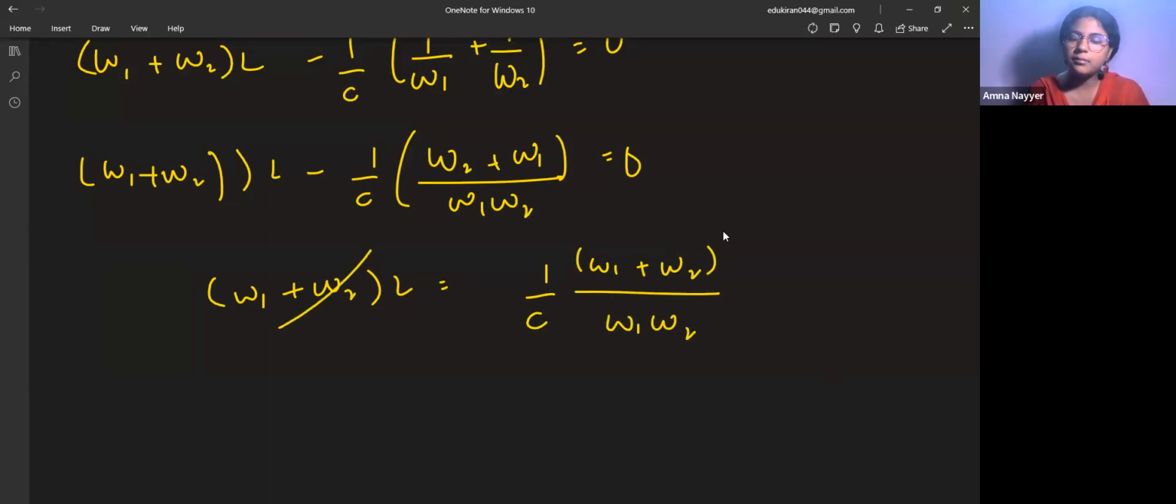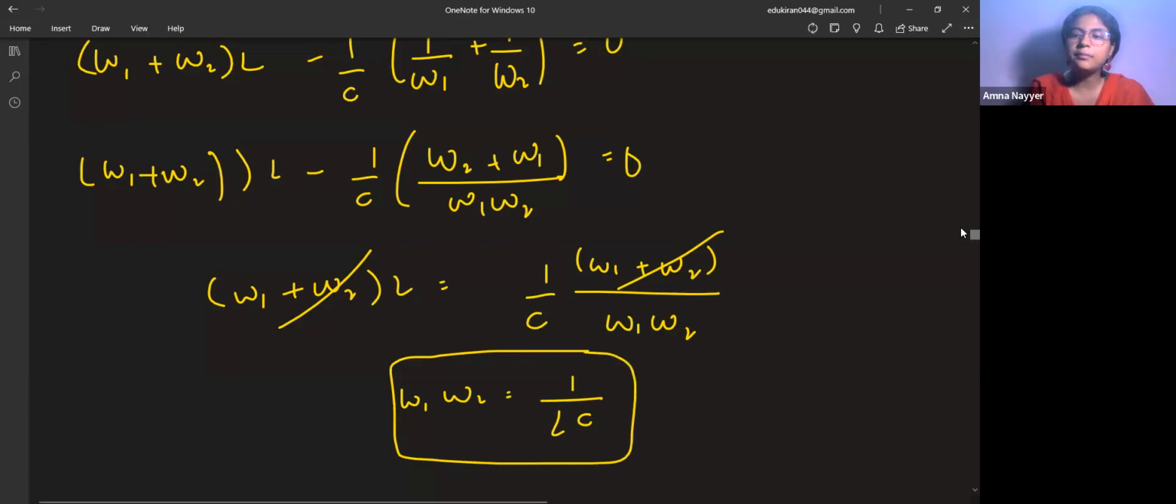See, omega 1 plus omega 2, both of them will be cancelled from this side. What is omega 1 into omega 2? This is equal to 1 by LC. Omega 1 into omega 2 is equal to 1 by LC. So this is one thing that we have derived by adding these two equations. With this alone, we cannot come to a conclusion, right? This will be helpful. We'll substitute this value. You will see where you will be needing it.